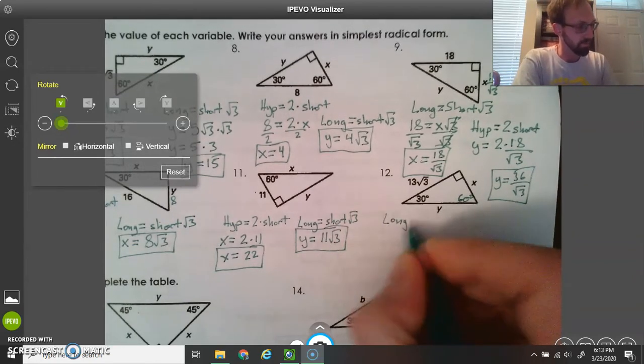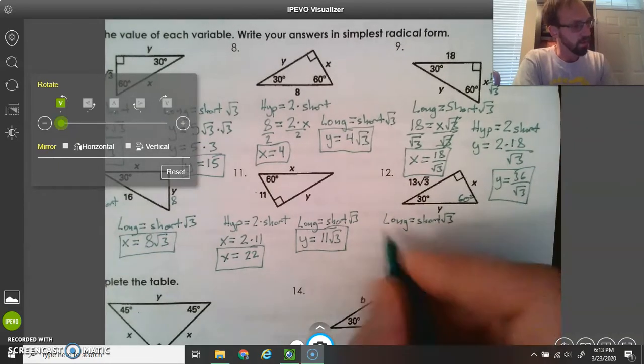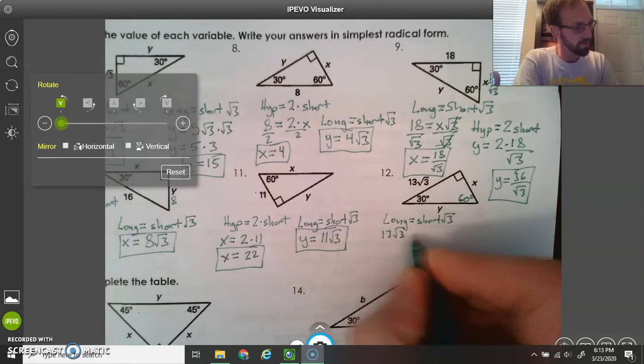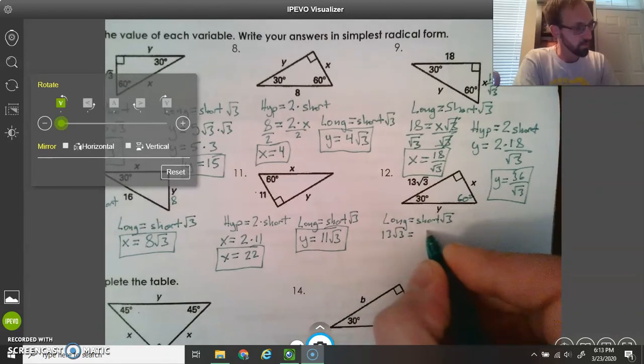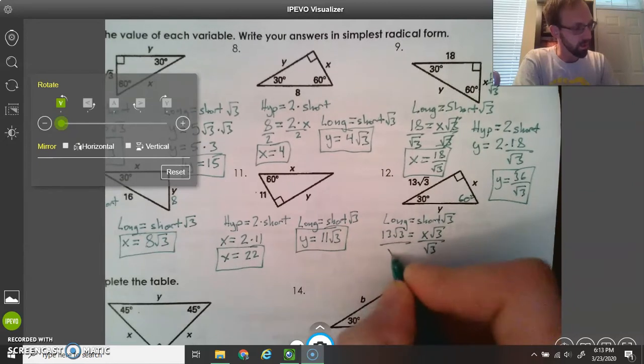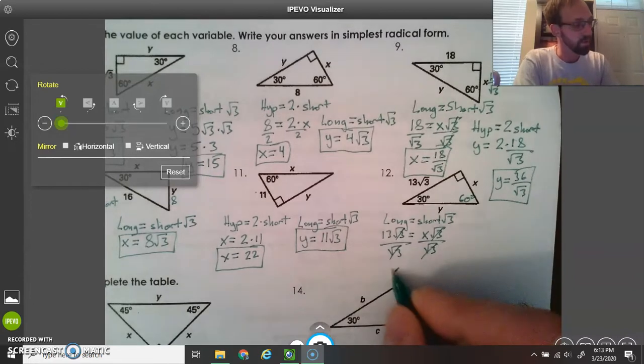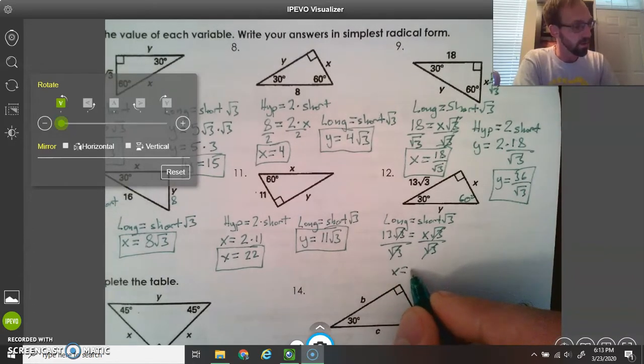This is in terms of the long side, so we're going to start with long equals short times square root of 3. The long side is 13 square root of 3, and that equals the short side, which is x times square root of 3. Get x by itself, so we're dividing by square root of 3 on both sides. That cancels over here as well. So we have x equals 13.